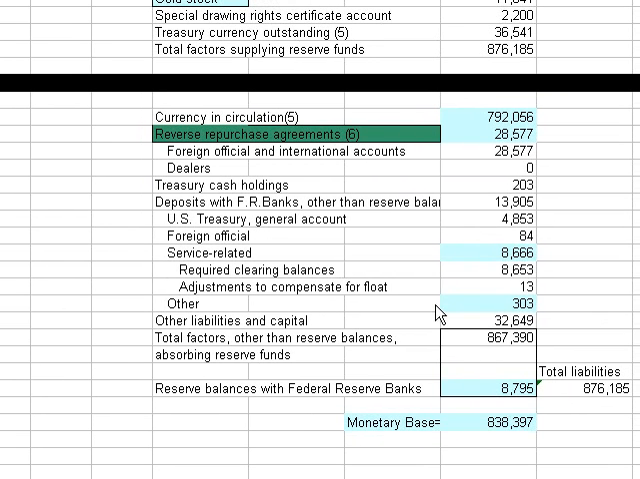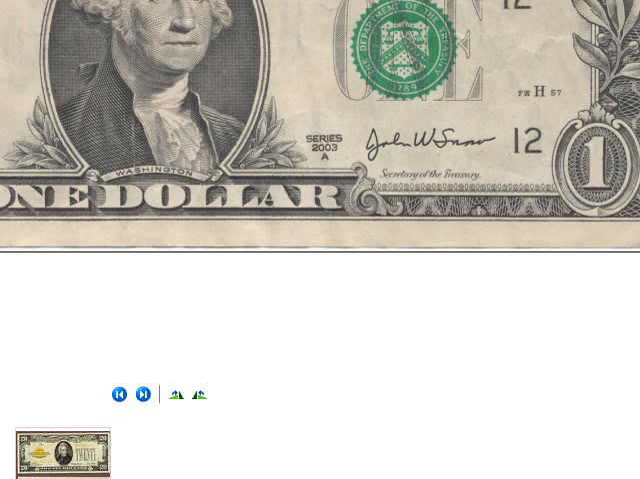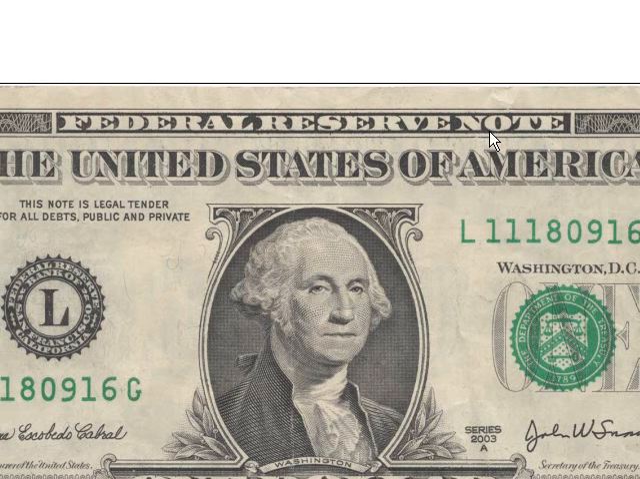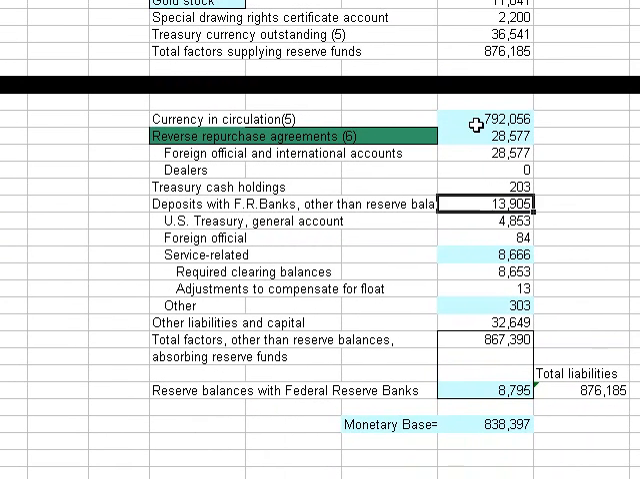Okay, now let's have a look at the liability side, which is in some ways very interesting because this is where the money supply, the base money supply, which is the dollars in your wallet, can be seen. These turquoise entries are the amounts that make up the base money supply. Here you have currency in circulation. Currency in circulation, Federal Reserve notes, IOUs from the Fed. And that's what you see on the liability side here of the Fed's balance sheet.